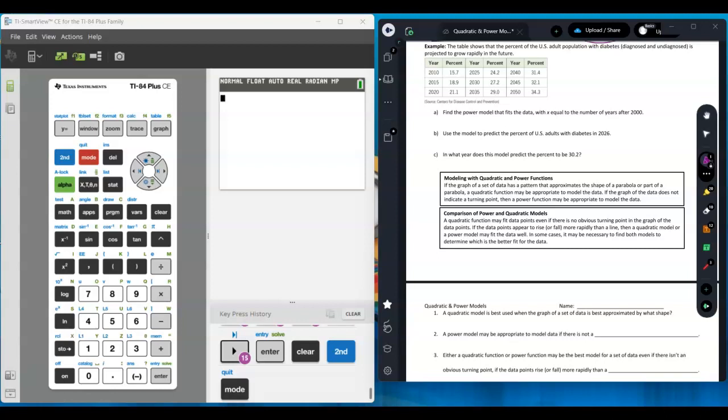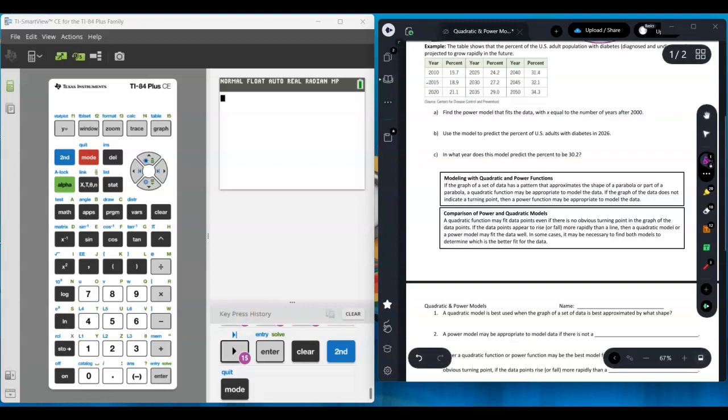So this is asking us to find the power model that fits the data with X equal to the number of years after 2000. So again, it's asking us to align our data. So we don't actually want to put in the year itself as the X value, but we want to put in the number of years after the year 2000. So since our first one is 2010, that would be 10 years after 2000. So we'd have an X value of 10, and then an X value of 15, and then 20, 25, and so on. So first thing I want to do is just put that into my graphing calculator.